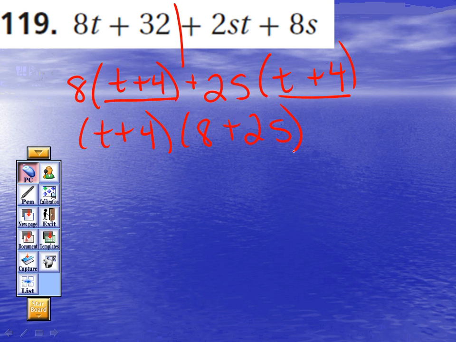Now, we've never had a problem like this before, but since this 8 and the 2s both have a greatest common factor, we need to take out a greatest common factor. These have a 2 in common, so I'm going to write the 2 down. That leaves me with 4 plus s. I also need to write down my t plus 4. If this bothers you because it's backwards, you can just make it s plus 4 and t plus 4.